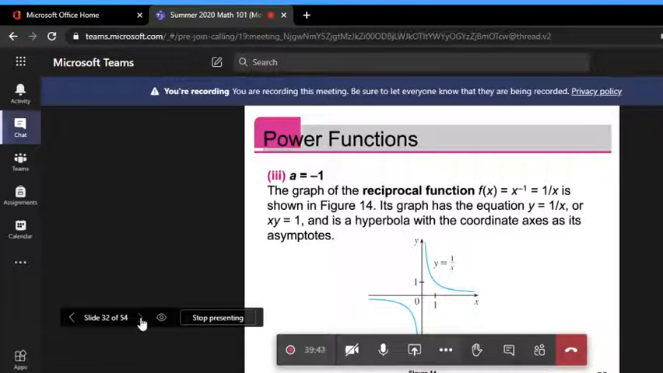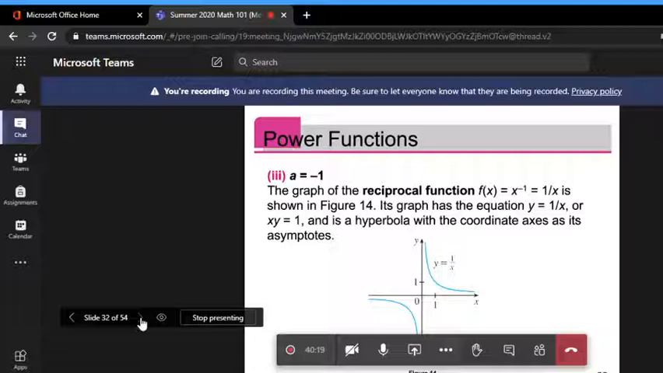The third part is when the power is just -1. We call it the reciprocal function. It's the reciprocal of x, 1 over x. So why do we want to know that? Because it's a special function. It is the basic function of such special functions, which we call rational functions. You're going to see it later on. It is the simplest of them all. Therefore, we want to introduce you to it here.